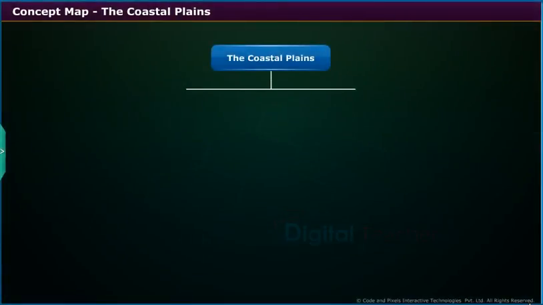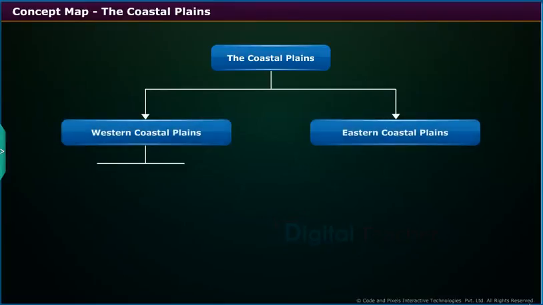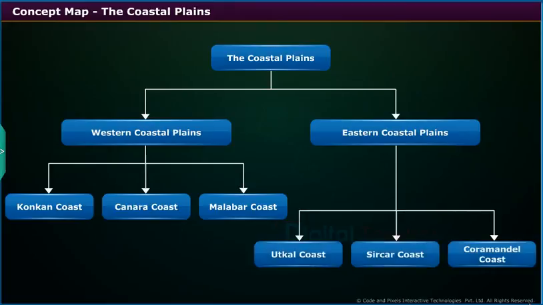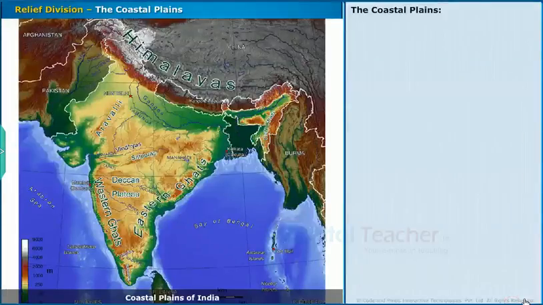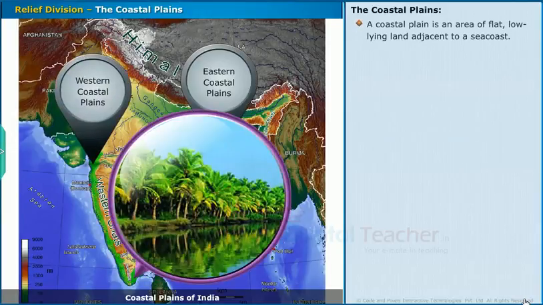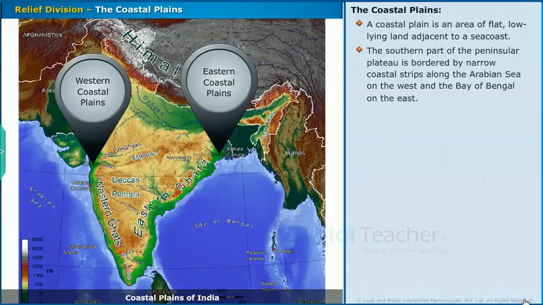Let us now look at the concept map of the coastal plains. Now let us learn about the coastal plains. A coastal plain is an area of flat, low-lying land adjacent to a sea coast. The southern part of the Peninsular Plateau is bordered by narrow coastal strips along the Arabian Sea on the west and the Bay of Bengal on the east.